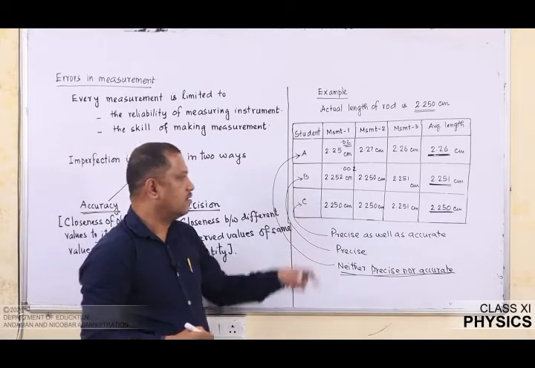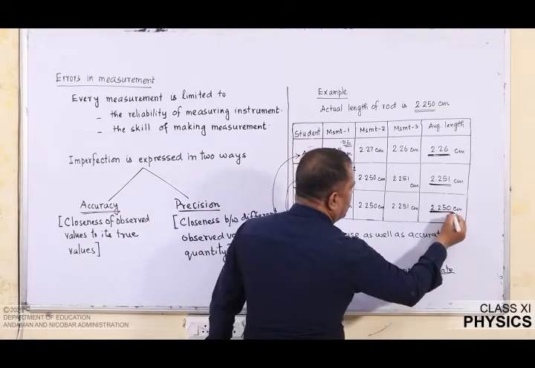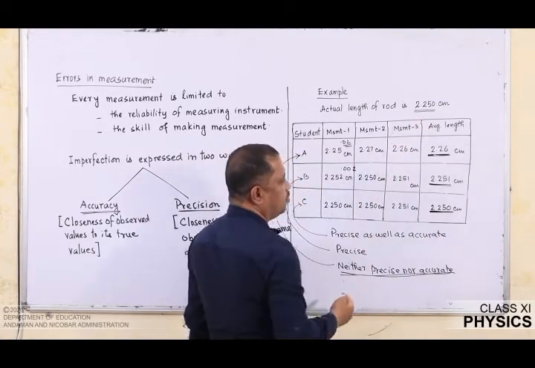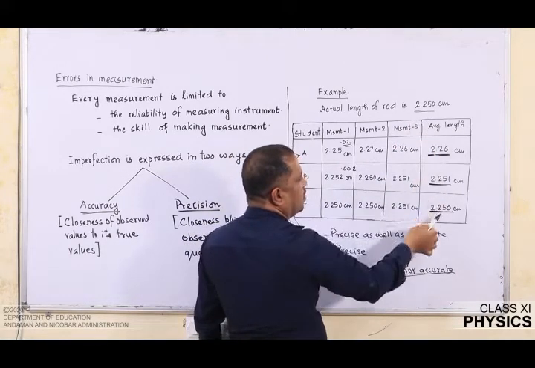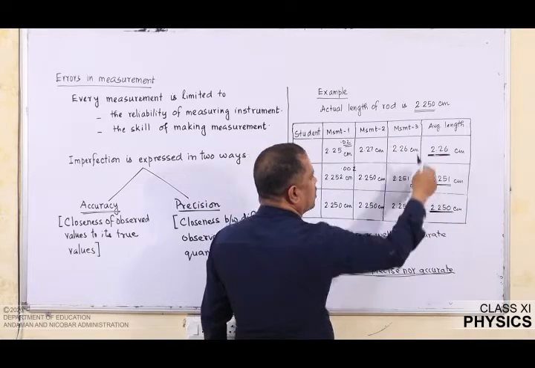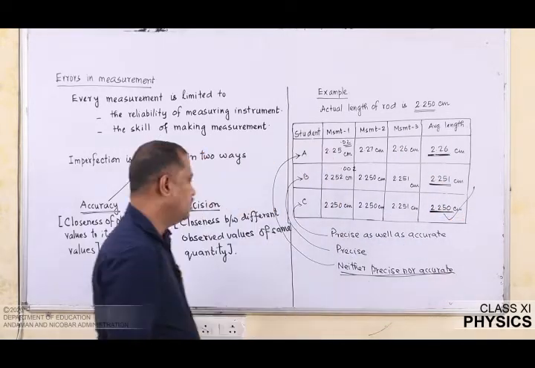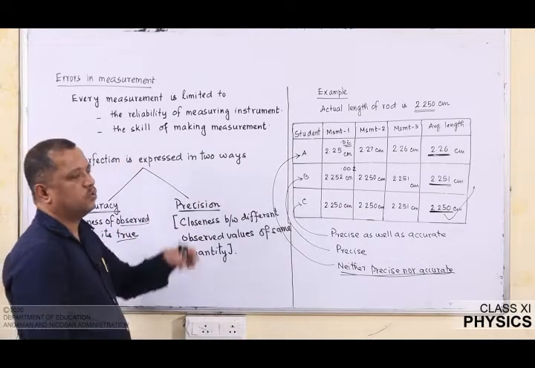If I see the third one, student C, see what he has done. See please, the value calculated is 2.250 and the true value is 2.250. So therefore the observed value and the true value are matching. So comparatively this value is more accurate. This value is more accurate because true value and observed value are closer to one another, in the sense they are exactly equal.